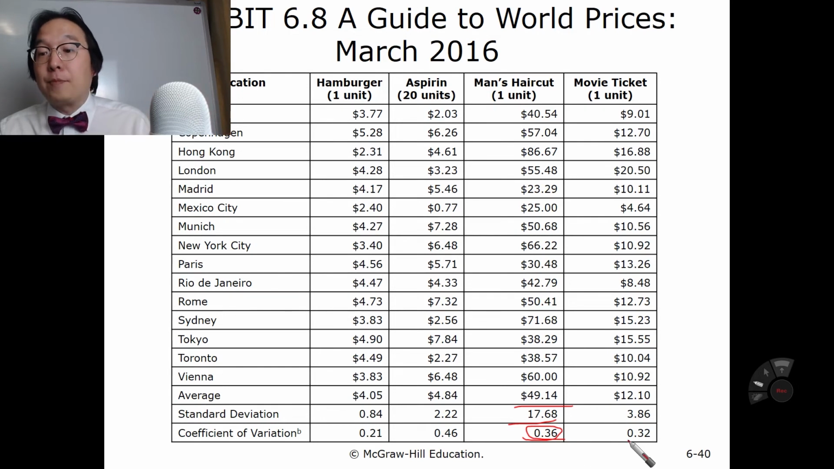And then let's look at this guy. Movie ticket 0.32. Aspirin price, on the other hand, is like 0.46. A lot more variation. In absolute dollar terms, it doesn't seem like that big, but because of the low average price in the first place, the coefficient of variation is really, really huge. And this tells us that aspirin prices vary so much.